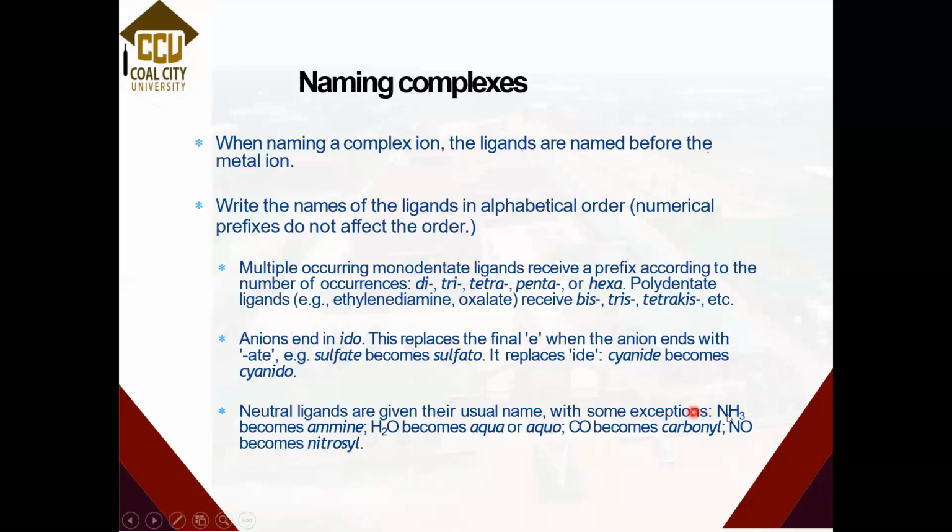NH3, which is also very common, is ammine. Don't misspell this as amine. It is spelled with double m, because amine has a different meaning entirely. That is NH2. Is that okay? But in this case, it's NH3, which is ammonia. We call it ammine. H2O, which is water, we call it aqua or aquo.